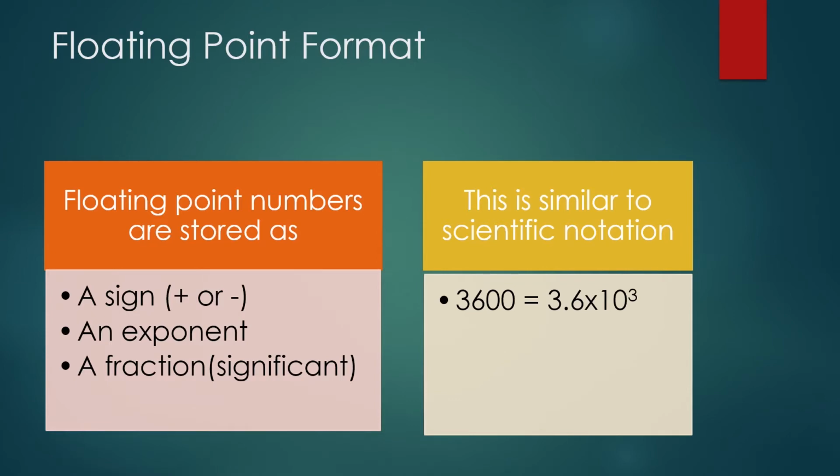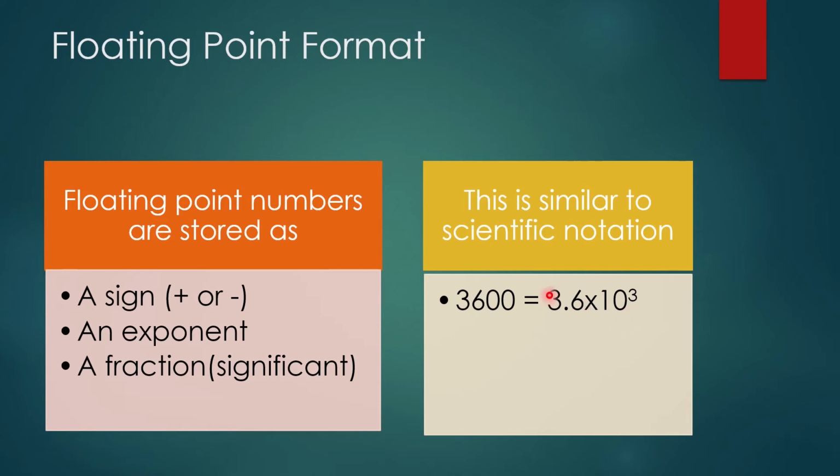Floating point numbers are stored in a far more complex format than our integers. Integers are just base 2 numbers. Floating point is stored more like scientific notation. So if we say 3,600, we often represent it as 3.6 times 10 to the third.